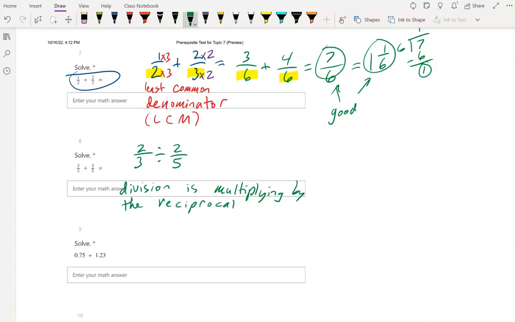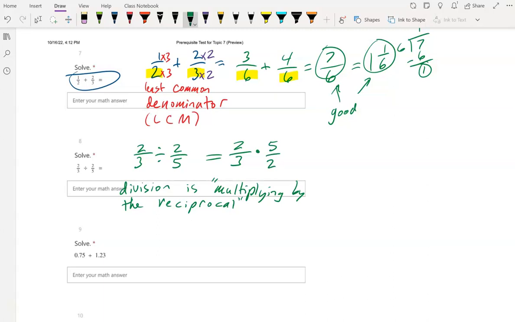Reciprocal. Multiplying by the reciprocal. And what does that mean? Well, what that means, as I'm going to show you, is we are going to change this from division, but we're going to keep the first number exactly the same. And we're going to multiply, instead of divide, by the reciprocal of the second number. And the reciprocal is just taking that fraction and flipping it upside down, kind of. So 2/5, the reciprocal is 5 over 2.